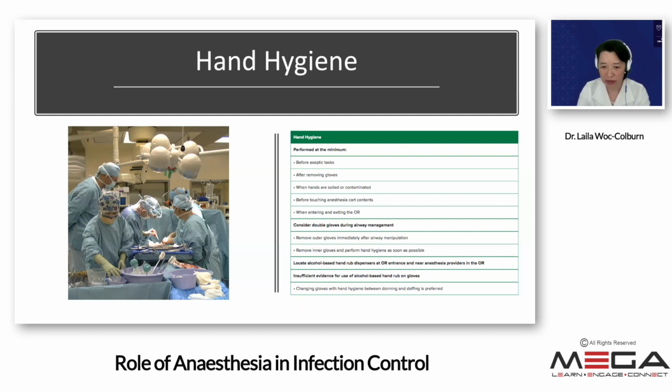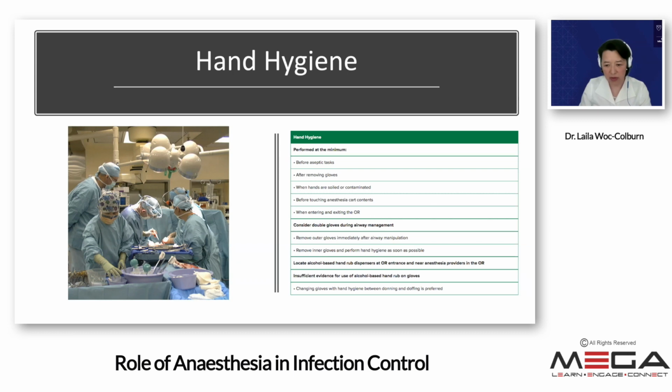So you want to perform hand hygiene before an aseptic task and after removing the gloves. For example, some people remove the gloves and use alcohol-based hand rub dispensers. There's insufficient evidence that alcohol-based hand rub on gloves actually helps. You would have to do it very well, between all the nooks and crannies. Also, if you have to walk away to look for the dispenser or are not near one, that is another way to contaminate.